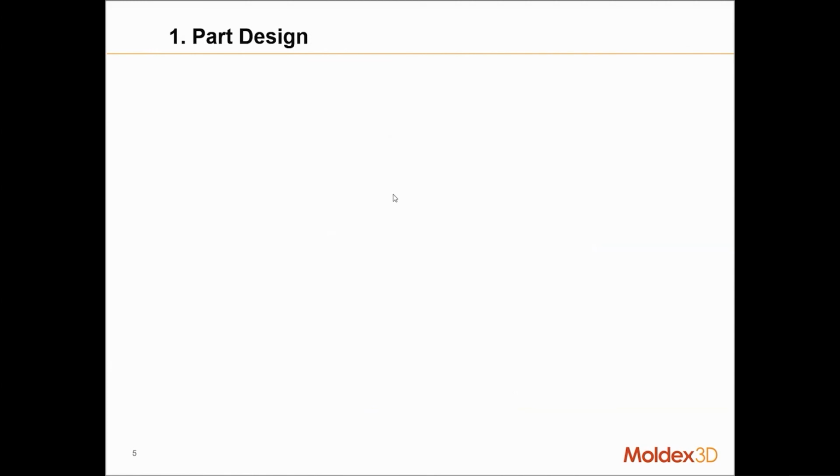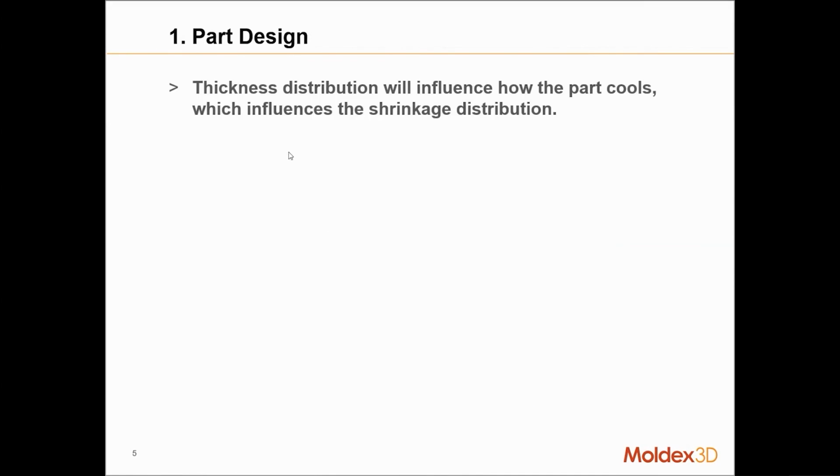All right, so first of all, starting off with part design, the first thing we need to consider is the thickness distribution. The thickness distribution is always going to influence how the part cools. So if we have a very thick region of our part, maybe you haven't cored out the part or something like that, the thickness distribution is going to impact the heat transfer from the plastic out to the mold, and that hot material is going to shrink at a different rate than the colder material. It's actually a really simple concept if you think about it.